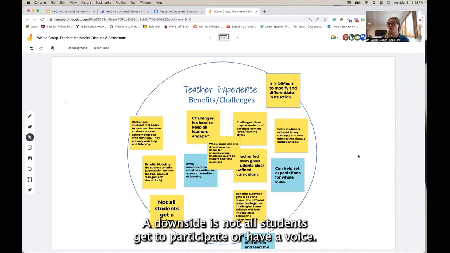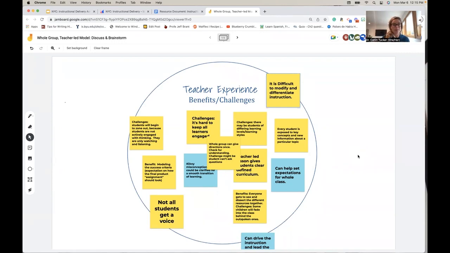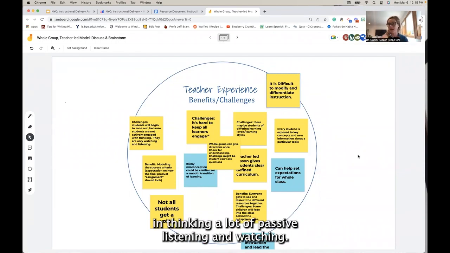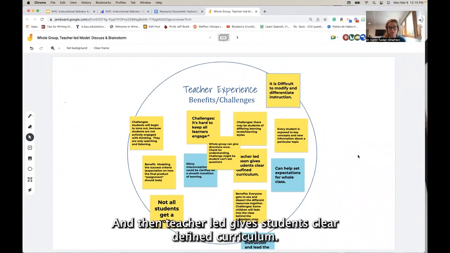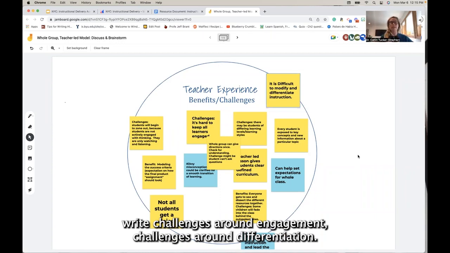A downside is not all students get to participate or have a voice. A benefit is the ability to model expectations. Challenges, students begin to zone out because they're not being actively engaged in thinking, a lot of passive listening and watching. And then teacher-led gives students a clear defined curriculum. So a lot of obvious benefits, some definite challenges, right? Challenges around engagement, challenges around differentiation.